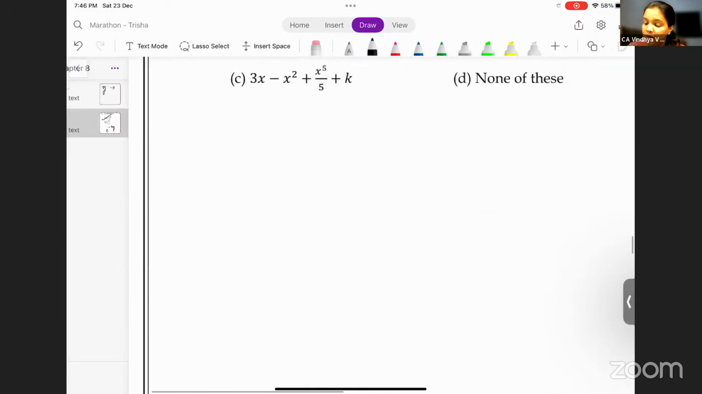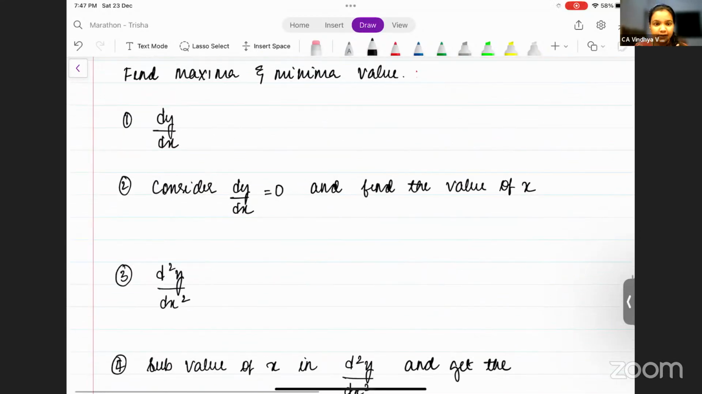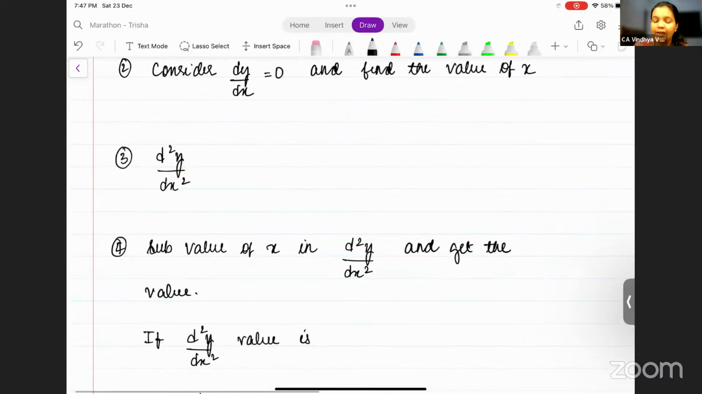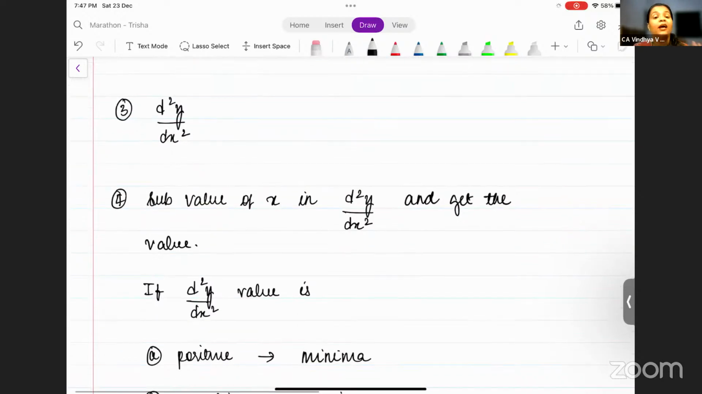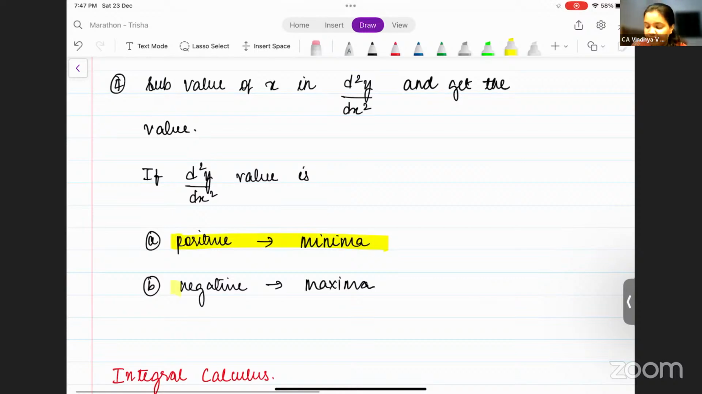Okay. So now here, these 4 steps are very important. Step 1 is find dy/dx. Step 2 is consider dy/dx as 0 and find the value of x. Step 3 is find d²y/dx². And step 4 is find the value of d²y/dx² by substituting the x that you have got. If it is a positive value, then it is a point of minimum. Positive value means point of minima and negative value means point of maxima. I hope this is clear.